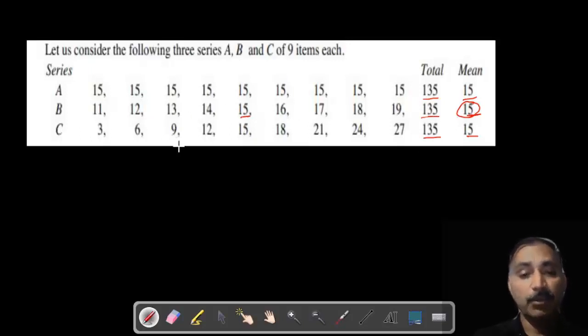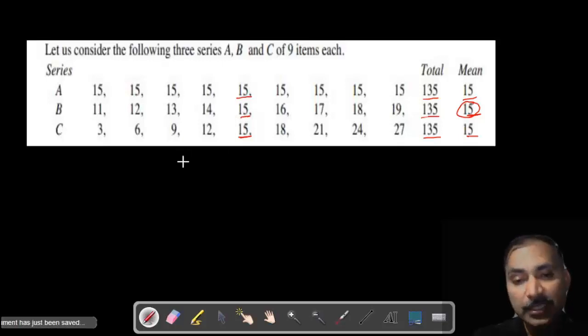बट इफ यू लुक एट द थर्ड सीरीज, नाउ हियर नंबर्स आर far away from the 15 point, that is the mean here. Here it is 3, 6, 9, 12, 18, 21, 24, 27. So here scatteredness from the point 15 is more. Here if you look at the scatteredness from the point 15, it is less scattered data. And if you look at the first series, all the numbers are 15. That means they all are same and they all are at one particular point.